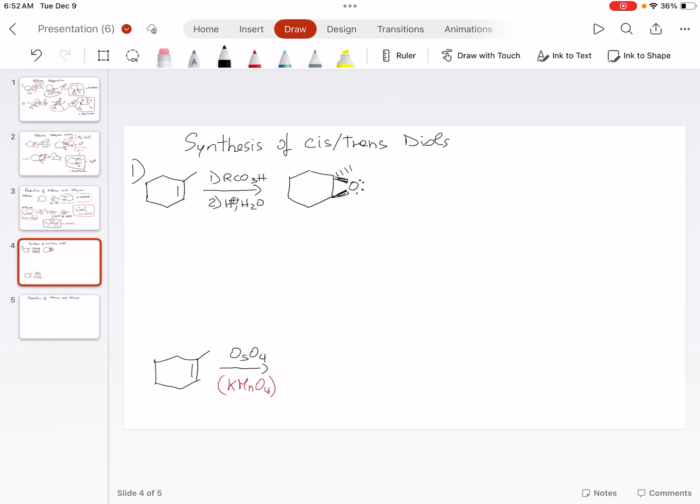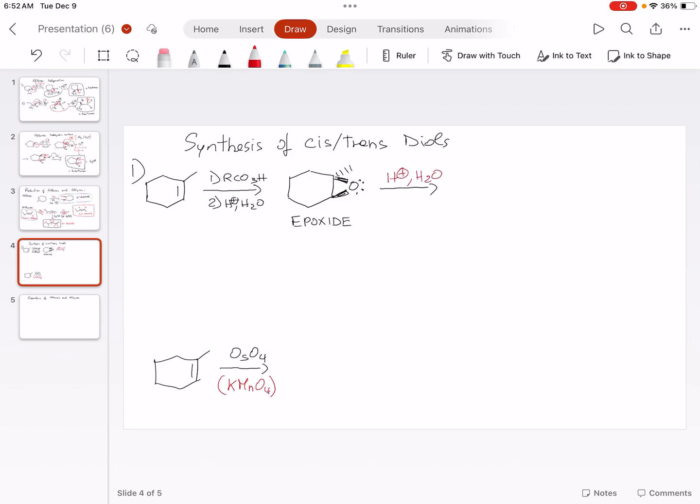Basically we're forming a three-member ring with an oxygen at the top. So epoxides are cyclic ethers. We're going to encounter them in organic two, but in this case they're actually used to synthesize trans diols. So the first step is forming the epoxide. In the second step, we're actually using H plus and water.